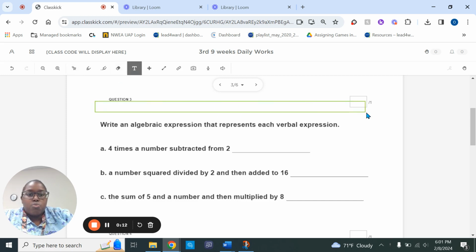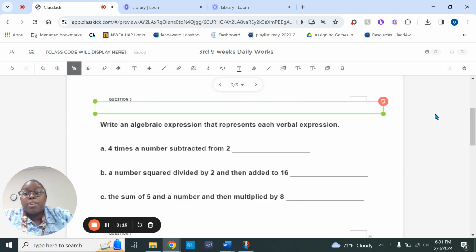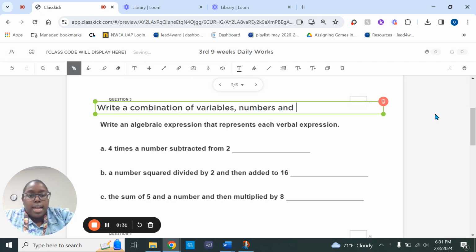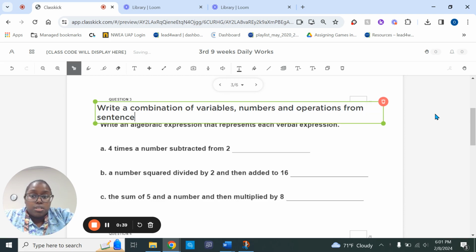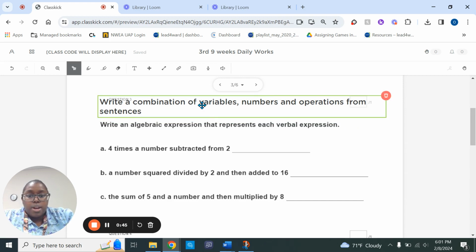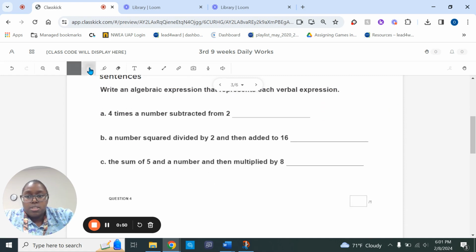So first we have to figure out what this even means. Write algebraic expressions: a combination of variables, numbers, and operations from verbal expressions, sentences. So write a combination of variables, numbers, and operations from sentences. So let's get started on these sentences.